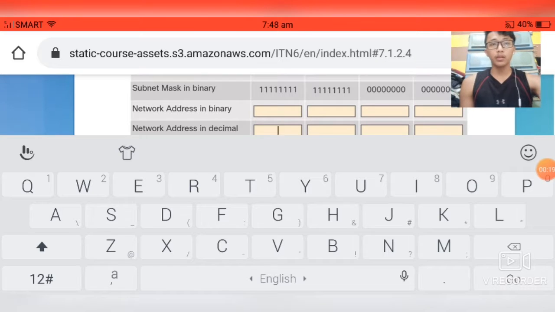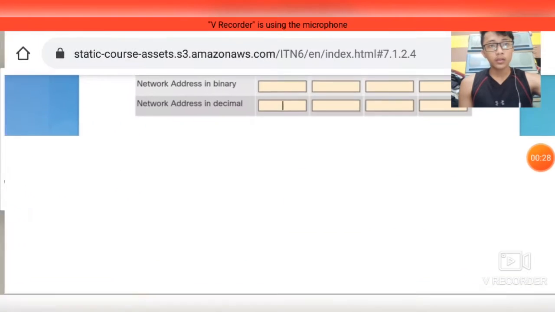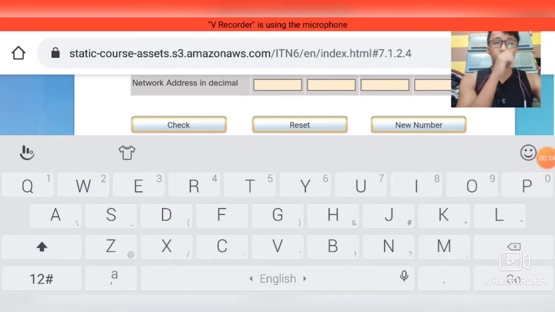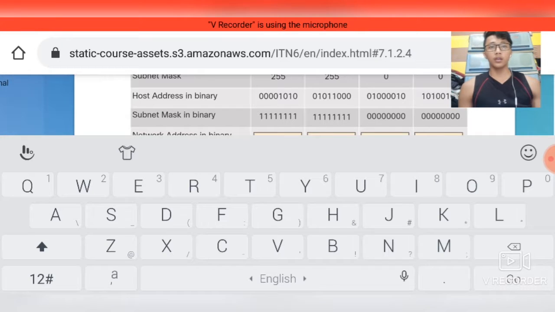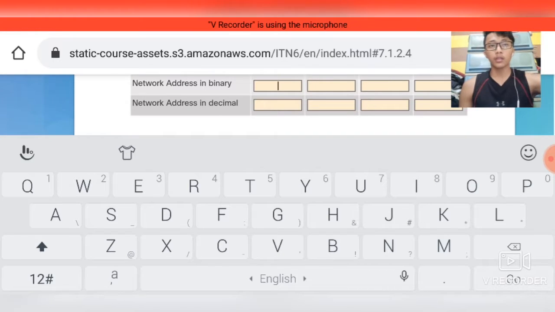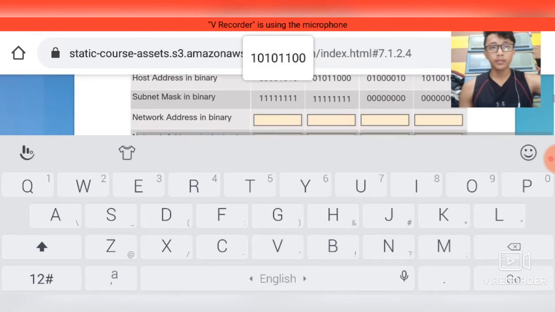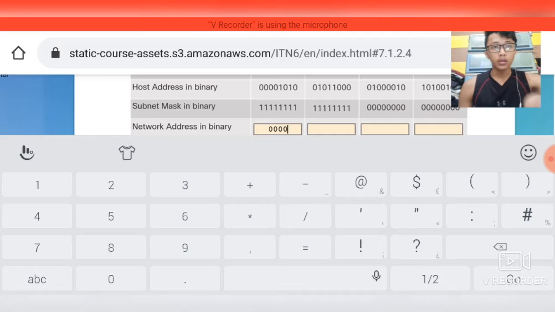So first we have here the host address binary. If it always has a 0, the answer here in network address binary is 0. So here we have 0010. This activity is very easy. It is a refreshing activity.